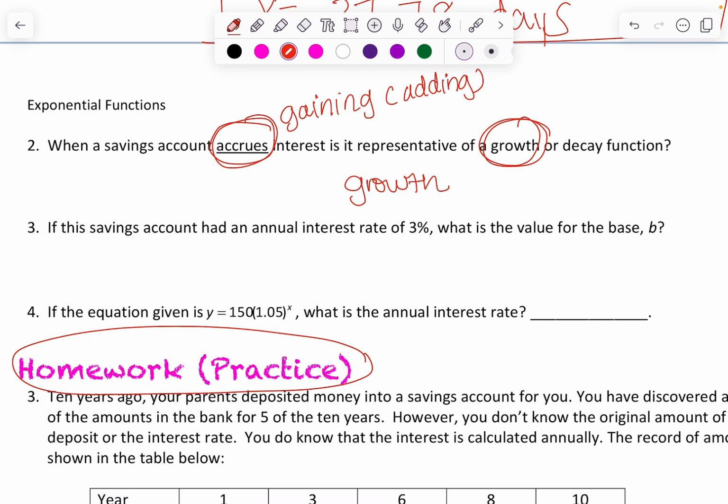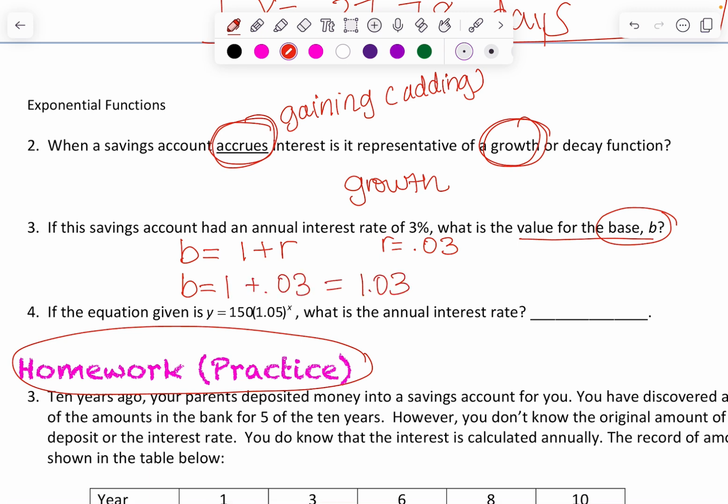The question number 3. Number 3. If this saving account had an annual interest rate of 3%, what is the value for the base B? So since we're working with a growth problem, if I'm going to B, I'm going to do 1 plus R, right? So I know my rate is 3%, which in decimal is 0.03. 1 plus 0.03, which is 1.03. So this is what you're looking for, B.